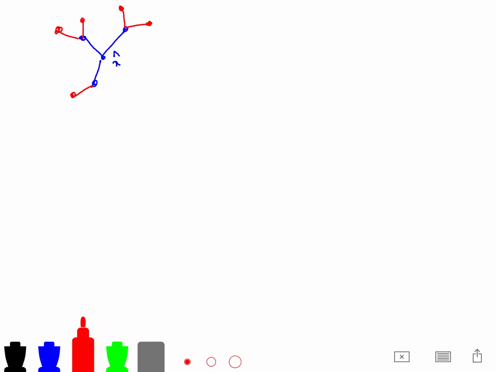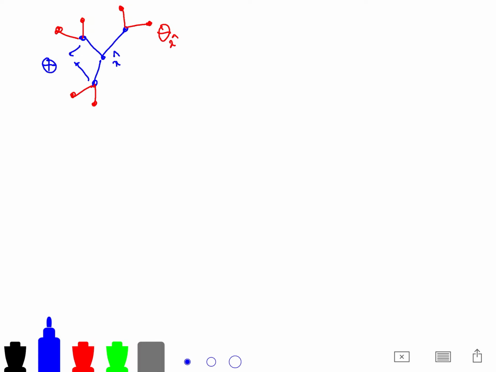And those we call minus. And as I said previously, these nodes or vertices are called plus.